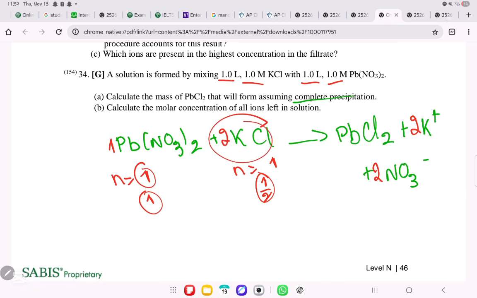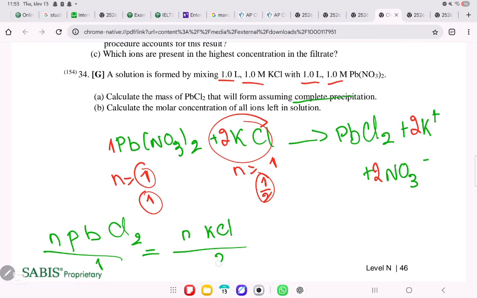So how do I calculate the mass of PbCl2 that will form? Well, very simply, it's going to be the number of moles of PbCl2 divided by the coefficient, which is 1, equal to the number of moles of the limiting reagent, which is KCl, divided by the coefficient, which is 2. So we already found the number of moles of KCl, 1, okay, 1 over 2.